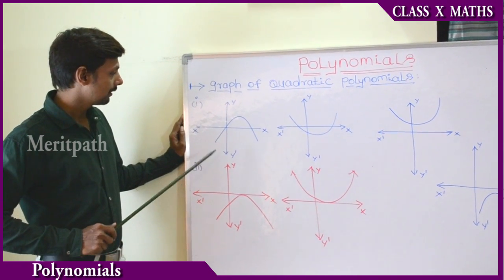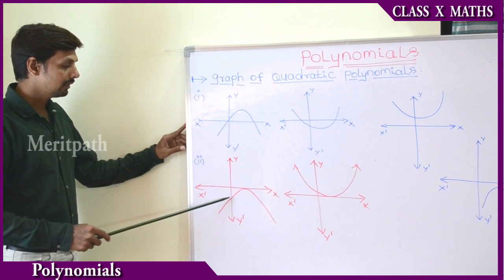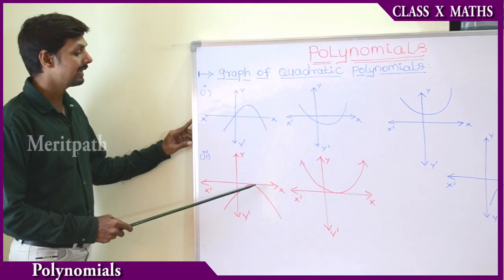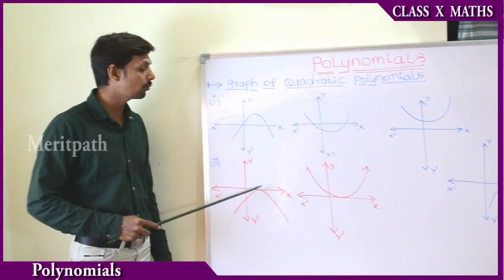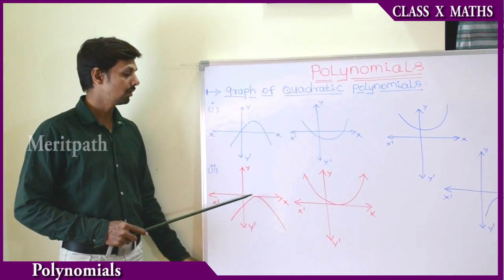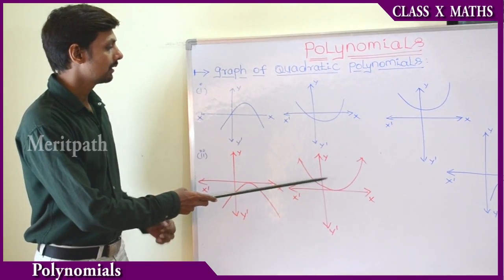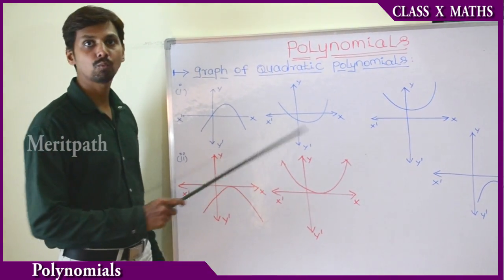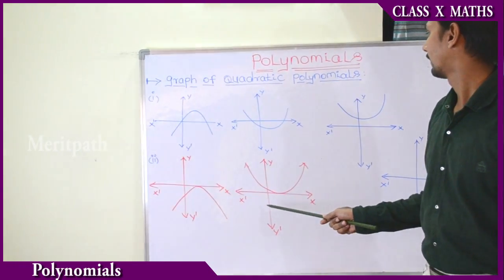And in the second case, we see here this polynomial is intersecting at only one point of the x-axis. It is not intersecting at 2 points like previously, just 1 point. So the number of zeros is only 1. And consider this one, it is also intersecting at only 1 point. So the number of zeros is only 1.